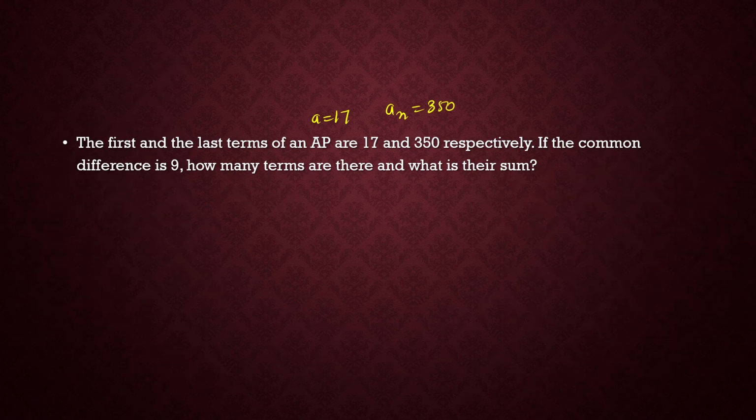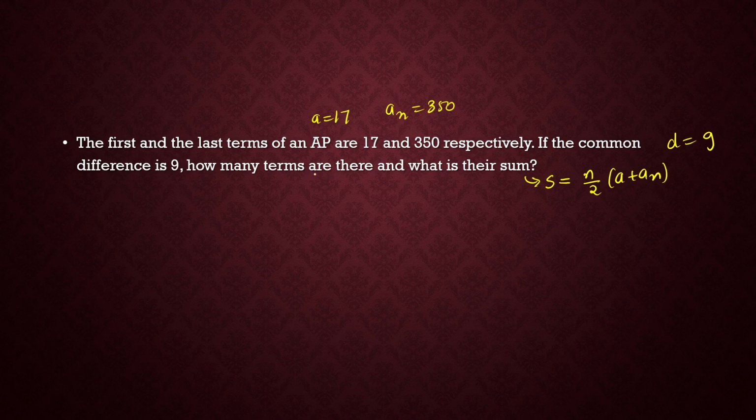If the common difference is 9, how many terms are there and what is their sum? So the sum I can easily find because it is equal to n by 2 into (a plus an). I have the formula. If you know the first and last term, you can easily find it. But I don't know the value of n, so I cannot substitute at this point.